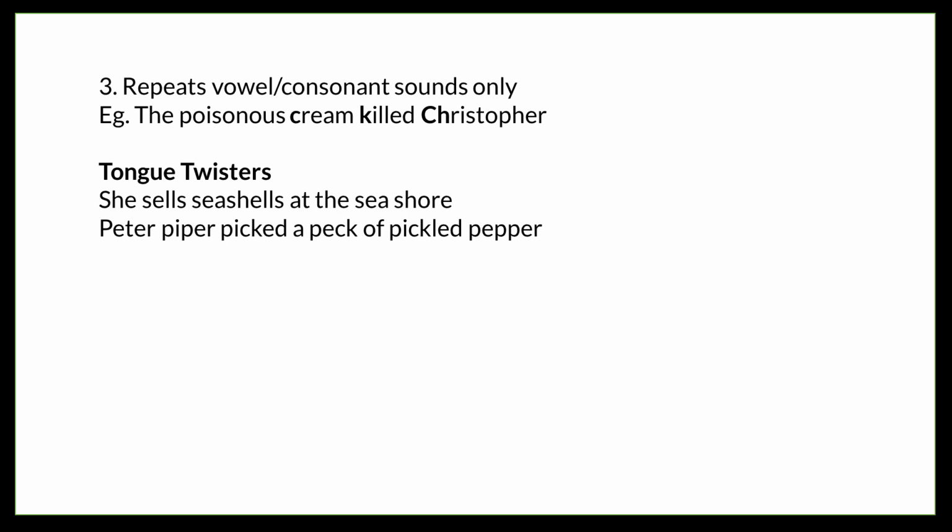3. In alliteration, only vowel or consonant sounds are repeated and not just letters. The focus is on the similarity of initial sounds. Example: the poisonous cream killed Christopher. So you see, different initial letters, same sounds produced.